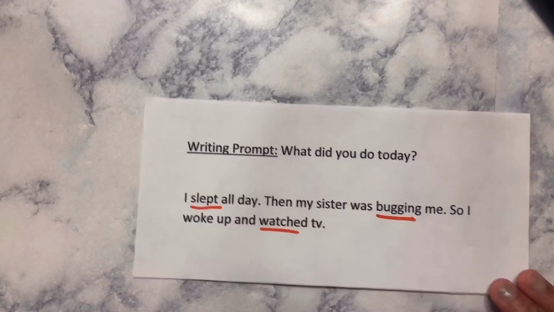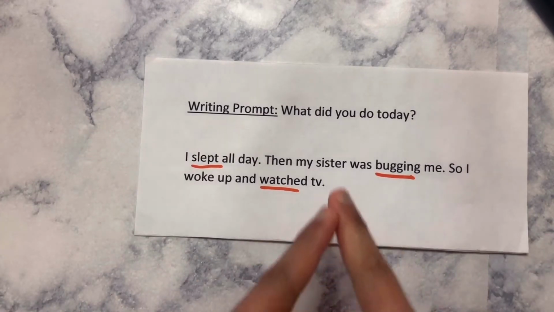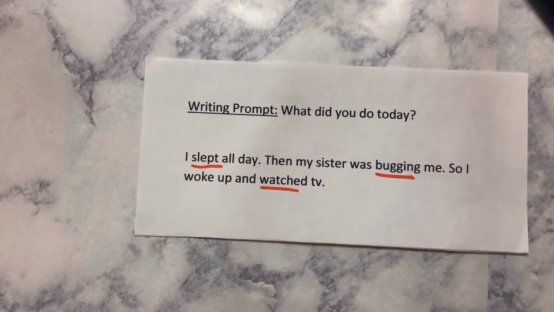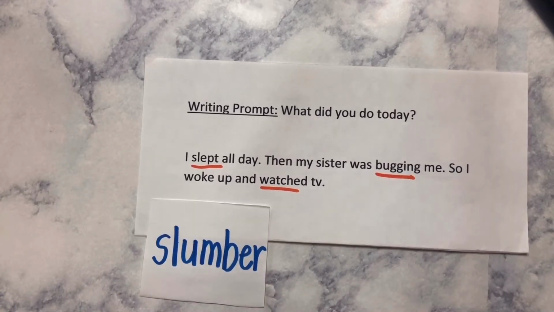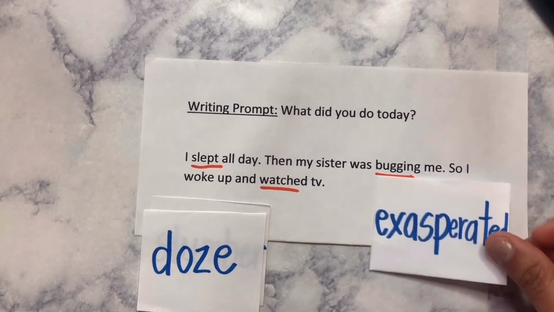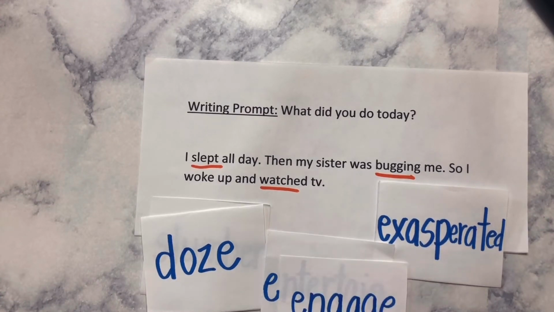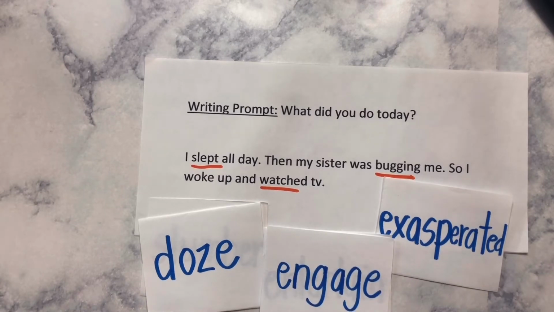Day 3, we looked at a writing prompt that you might have had, or your teacher might have asked you to do. For example, what did you do today? And then an example of a response you could have written down. And then we underlined the tier 1 words that we want to change into a more interesting or specific word. So for example, slept, we said we can use slumber or dozed. And then for the word bugging, we could use exasperated. And then for watched, we talked about entertain or engage with the TV, just to give our writing a little bit more body and not use those same words again and again.